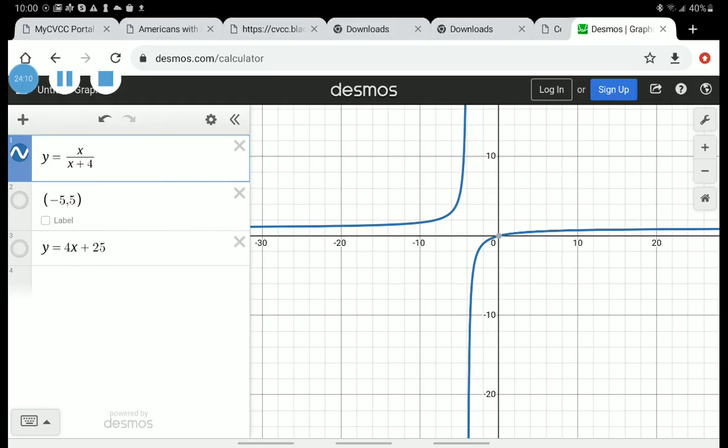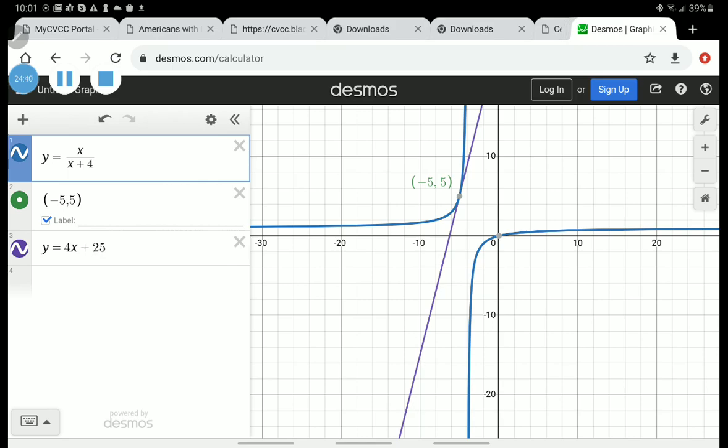So if we move over to Desmos, we can see exactly what we've done. We've got the graph y equals x over x plus 4, that's this blue graph here. The point that we're trying to find the tangent line to is the point -5, 5. You can see that point here on the graph. And we found the equation of the tangent line. Remember, that tangent line is going to touch that graph at the point -5, 5. And there's that tangent line. So that's exactly what we've done.